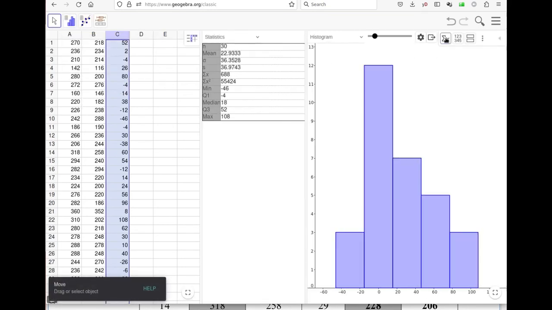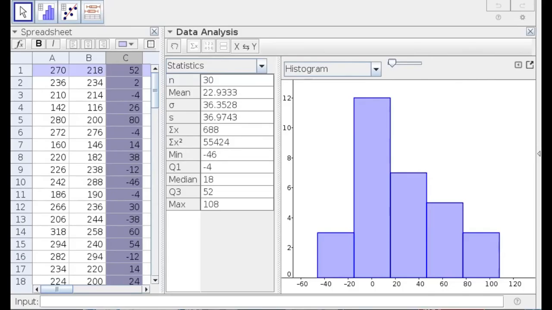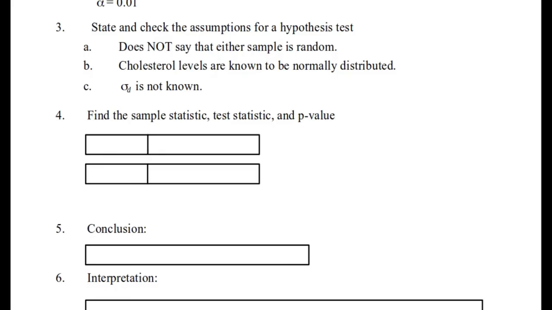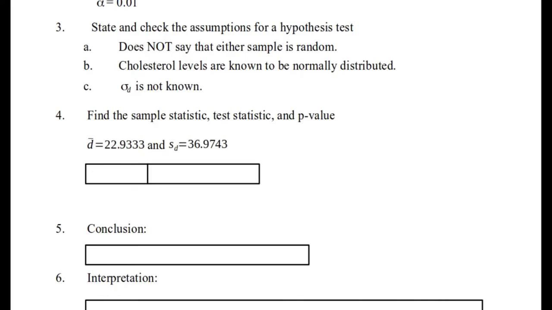Let's get our statistics. Notice that our mean is the mean of the differences D, and our standard deviation is the standard deviation of the differences. This tells us our sample statistics, which we can then enter into the workbook. So here's our sample mean of the differences and the standard deviation of the differences.